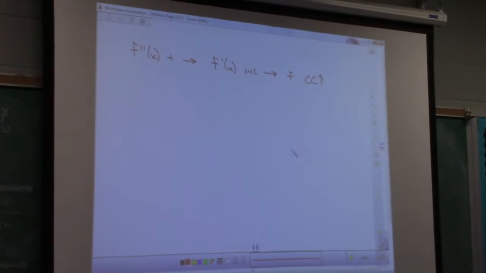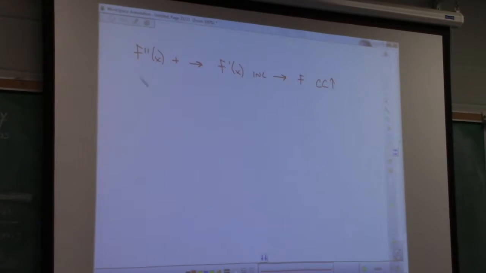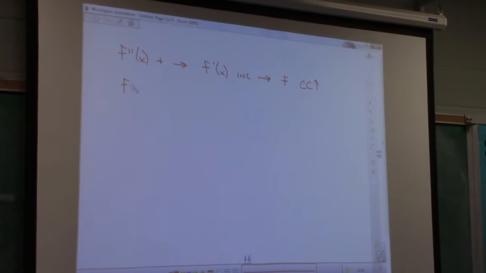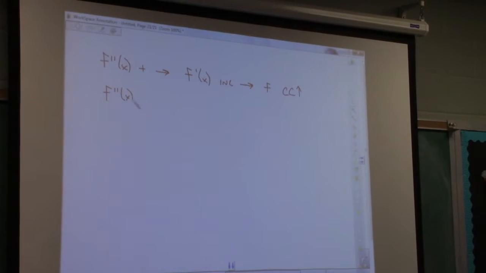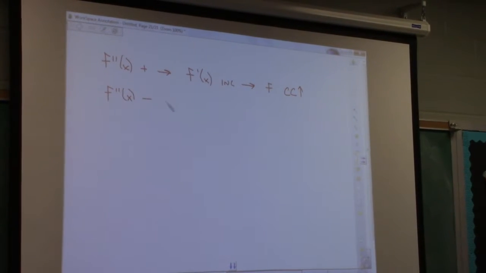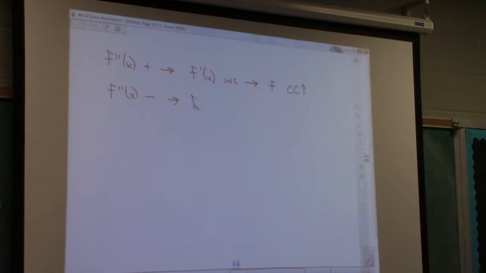Okay? We have got to understand this very well. And then the second part of that, of course, if F double prime is negative, then that tells me that F prime of X is decreasing, which tells me that F is going to be concave down. So you've got to know that very well. This is very important.